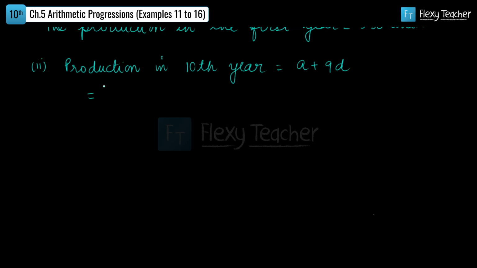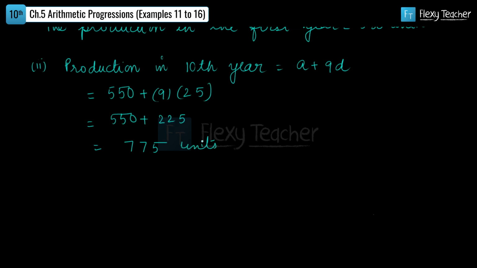We have a, now it is just the formula, we have to put in the values. 550 plus 9 into 25. So 550 plus 225, this is equal to 775 units is the answer. Okay.